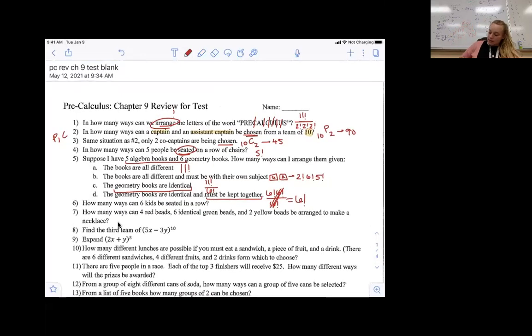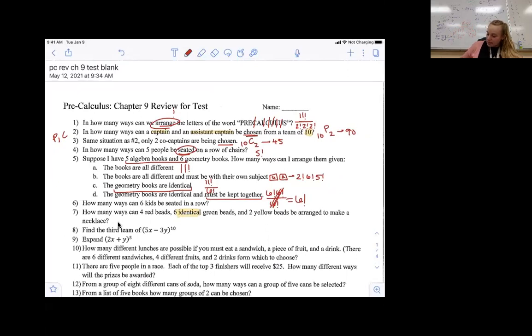Okay. Number 7 says, in how many ways can 4 red beads, 6 identical green beads, ooh, identical seems like an important word, and 2 yellow beads be arranged to make a necklace? Okay. There's no clasps, so we're going to assume that there's no clasps. Oh, shoot, I skipped number 6, sorry.